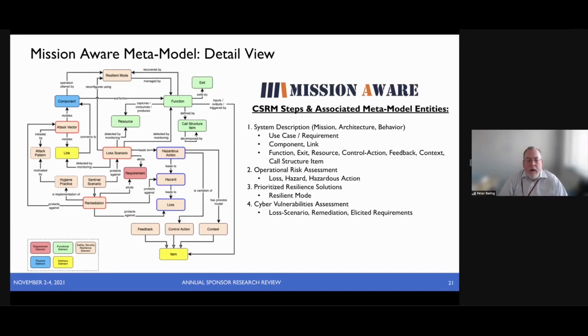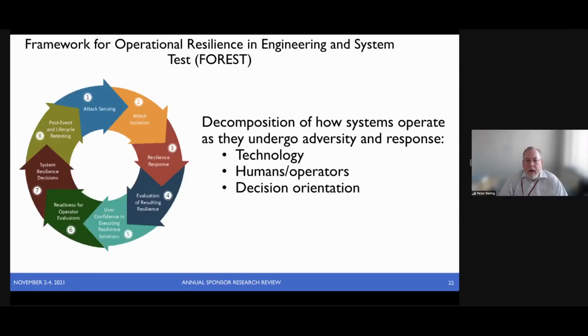And so let's delve into that a little bit. And the way, let's go to the next slide. The way that we have approached that question is to think more about resilience from an operational perspective. So we've come up with something called the Framework for Operational Resilience in Engineering and System Test, FOREST.